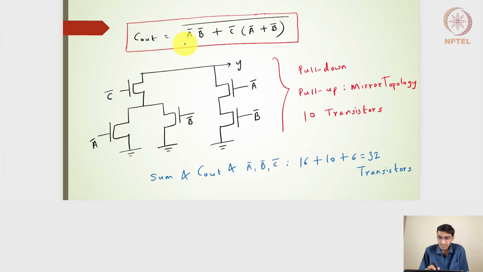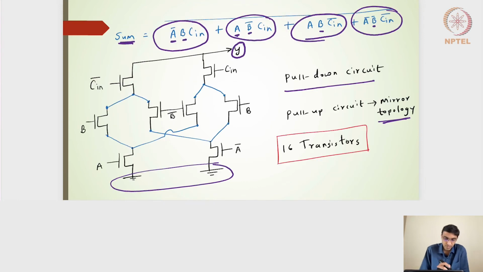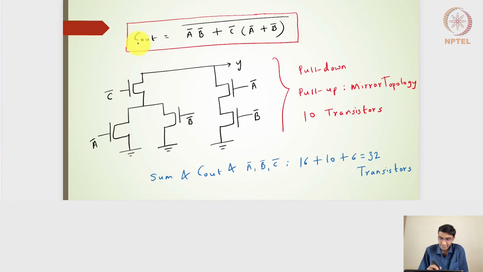Right, so the carry output is given as A bar B bar plus, if I consider the C bar to be outside, it will be A bar plus B bar. And then just to complete the sum output, we will have 8 transistors on the pull down side, and then 8 transistors on the pull up side, so it will be 16 transistors. Going forward, the carry output here: with this expression, we will get A bar and B bar in series. So this completes the expression A bar and B bar, and then C bar in series with that of A and B, which are in parallel. So that completes this expression.